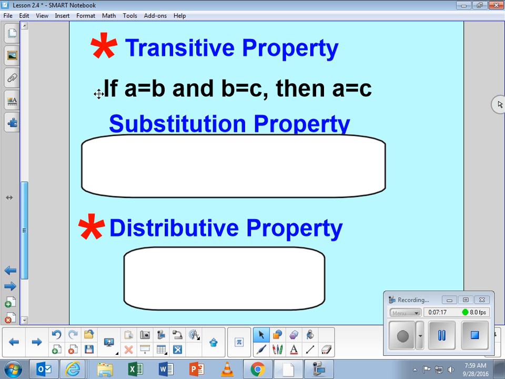Transitive property says if A is equal to B and B is equal to C, then A is equal to C. If Cody has the same amount of money in his pocket as Amelia, and if Amelia has the same amount of money as Kaylee, then Cody has the same amount of money as Kaylee in their pockets.